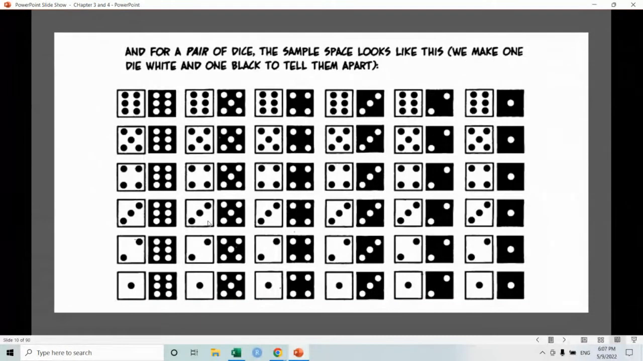And for a pair of dice, the sample space looks like this. I make one die white and one black to tell them apart. But so there's 24 combinations, right? 1, 2, 3, 4, 5, 6. 1, 2, 3, 4, 5, 6. 6 by 6. 36. So 36 combinations. That's what I was getting at. Okay. So I want you to remember these combinations because we're going to refer back to this kind of mental image of what all the combinations are for a pair of dice being thrown.